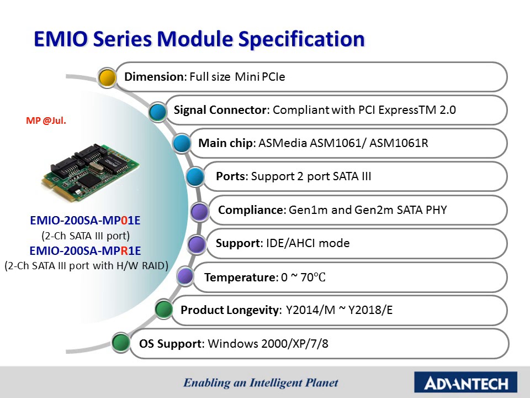The EMIO-200SA-MPR1E adds 2 SATA 3 ports with support for hardware RAID 0 and 1. This module is expected to be available in July of this year and will be phased in for about 4 years. The module will also support the following operating systems: Windows 2000, XP, 7, and 8.